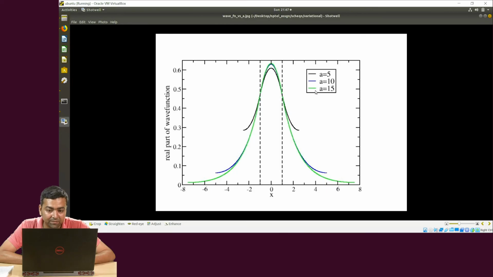If you look now at the slopes of the wave function corresponding to A equals 5, A equals 10 and A equals 15, you see that for A equals 10 and 15, in the region outside my potential, that is on the left hand side of x equals minus 1 or on the right hand side of x equals plus 1, the wave function decays much faster. So, if I use a larger box, I expect it to go much more quickly to 0. This is something one should be careful of.